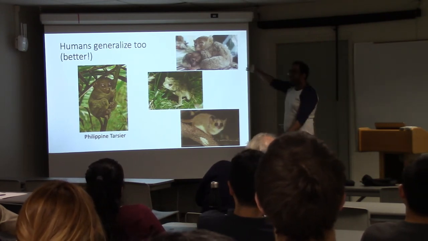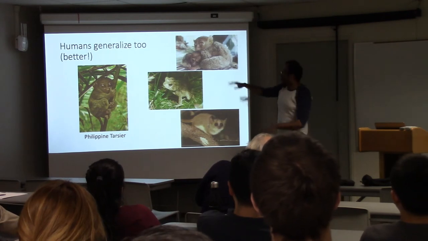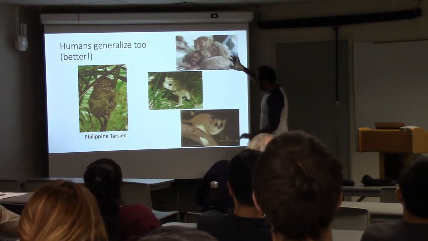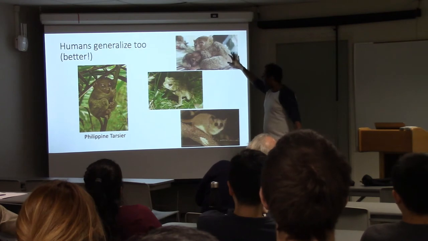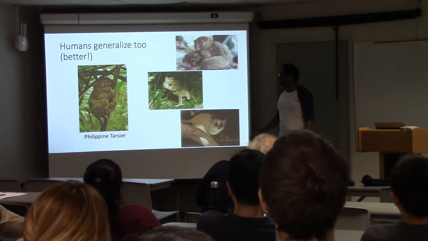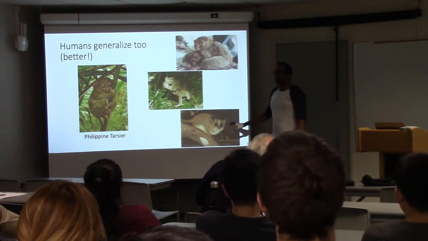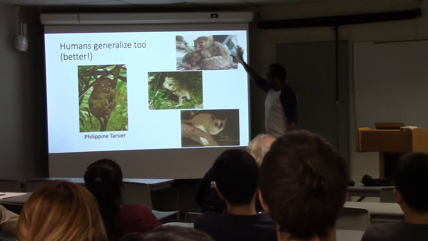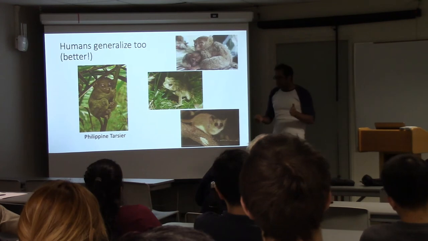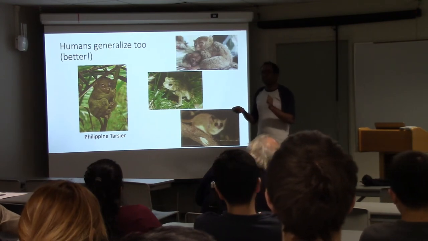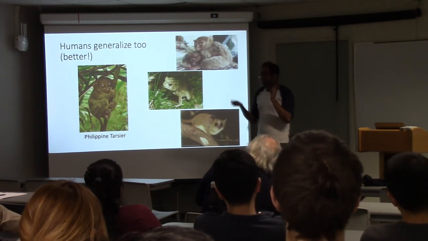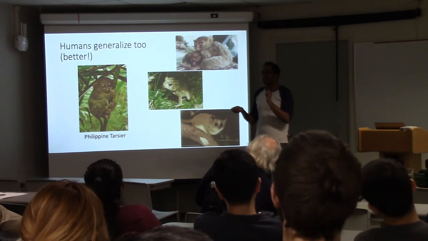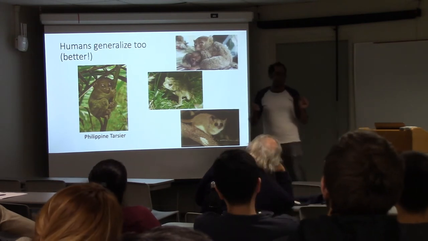I'm not going to take a poll because it's very easy for us to say that the top one is the Philippine tarsier. These two are not Philippine tarsiers. But it gets even better, which is that not only are we able to identify this as a Philippine tarsier, having never seen a Philippine tarsier before. So for us, this is a novel task. This is a novel class of animals that we are recognizing. So in all senses, it's a novel task.